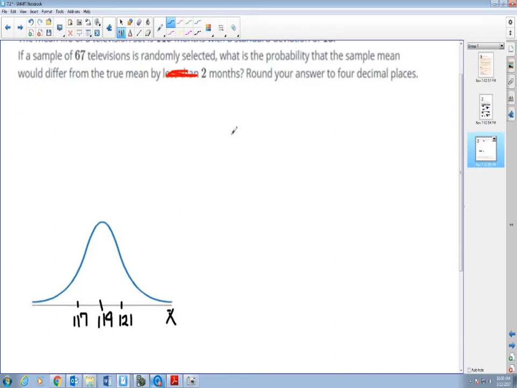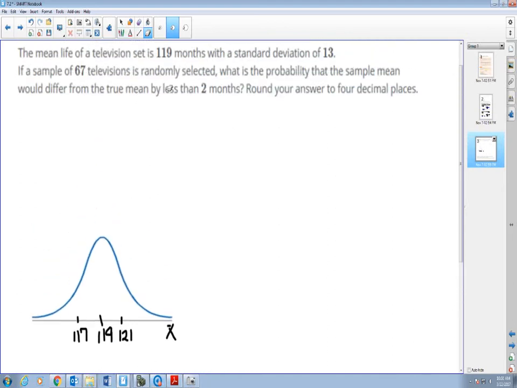That's what it's saying. Now, if I put this word "less than" back, what would be differ from the true mean by less than 2 months? And this is where it's weird. This is where the drawing comes in. Differ by less than 2 months. So differ by 2 months will either give me 121 or 117. Less than means area to the left.